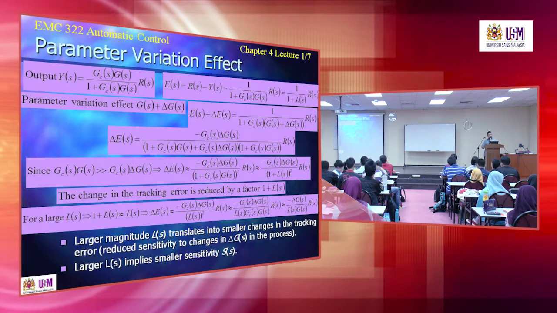So we cannot make this function very, very big compared to one. Basically, we need to view it differently. Because with this equation, if we consider the error, as we said before, the tracking error is equal to R(s) minus Y(s). And then if we replace the equation Y(s) in here, kita akan dapati E(s) sama dengan 1 divided by 1 plus GC multiplied by G, all of this multiplied with R(s). Or we can write it in the loop gain equation as 1 divided by 1 plus L(s), multiplied by R(s).